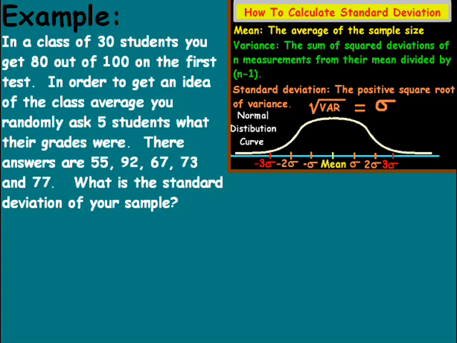Now let's take a look at an example here of how to do that. In this problem here, you might want to hit pause for a second, and then we'll figure out how to do this.